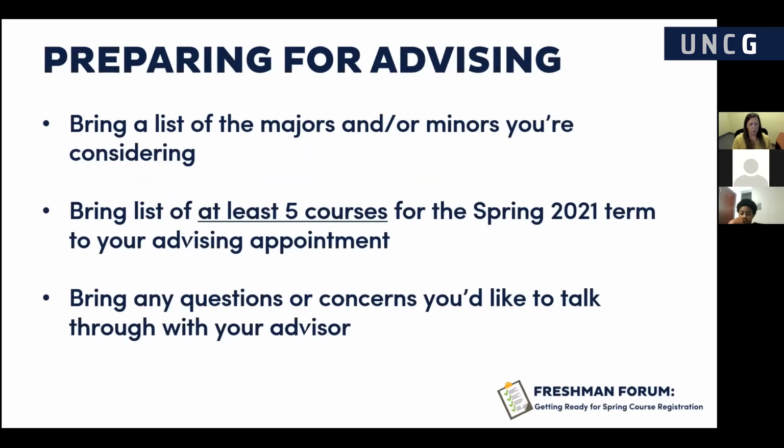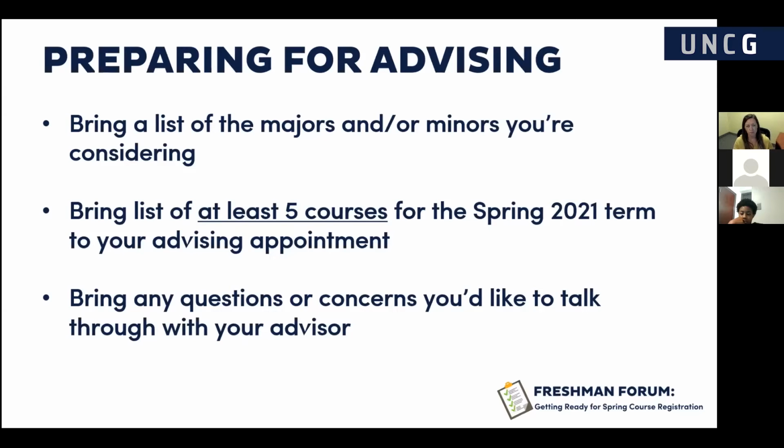Okay, so let's talk a little bit about how to prepare for academic advising appointments. There are probably, I would say, three things that you want to make sure at a bare minimum you do. The first is to prepare a list of the majors and or minors that you are considering pursuing. That'll help your advisor look at your course schedule, your plans for your course schedule, with an appropriate lens, and keep in mind the things you might be interested in as you all select classes together.